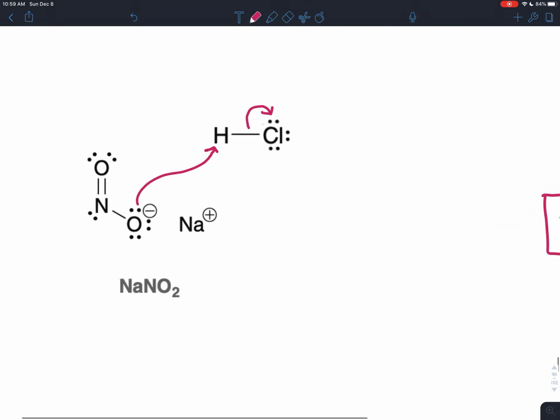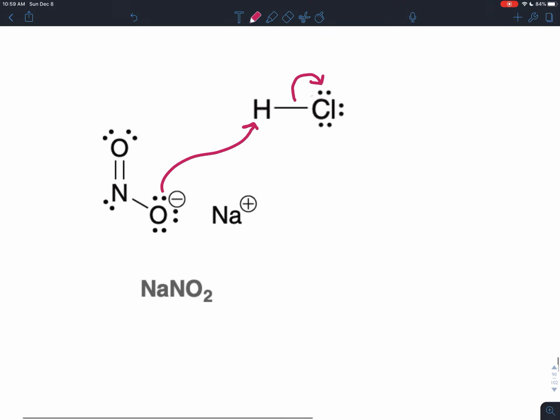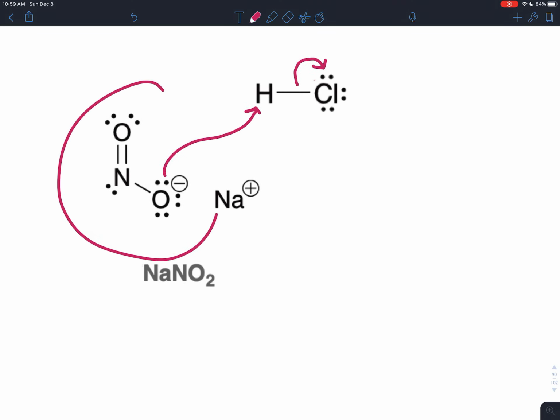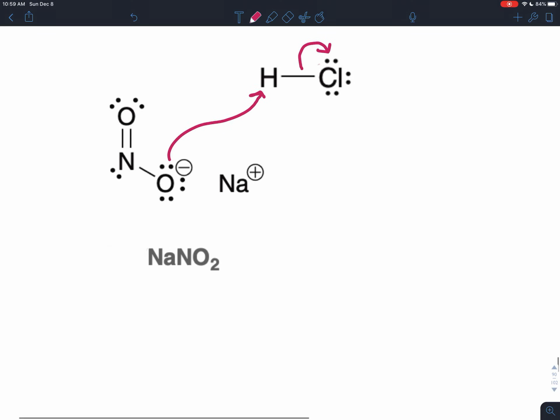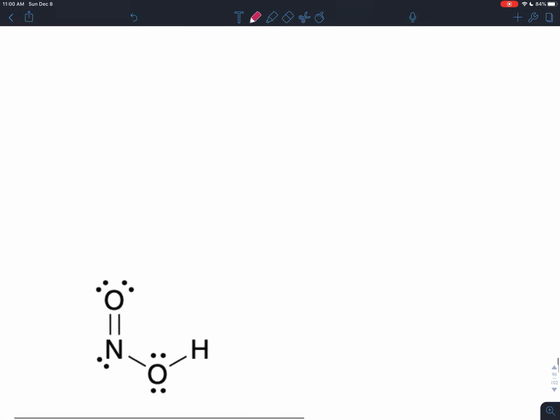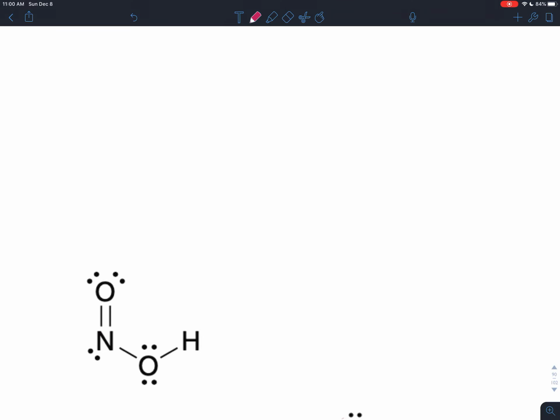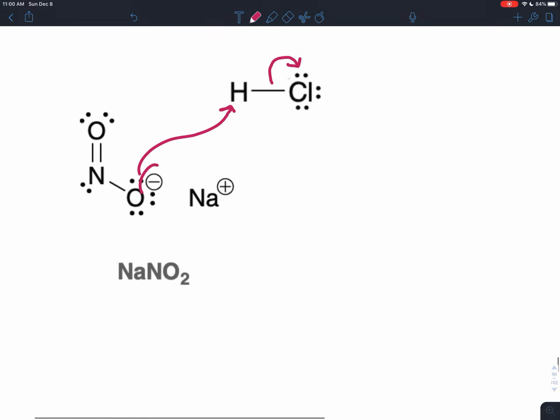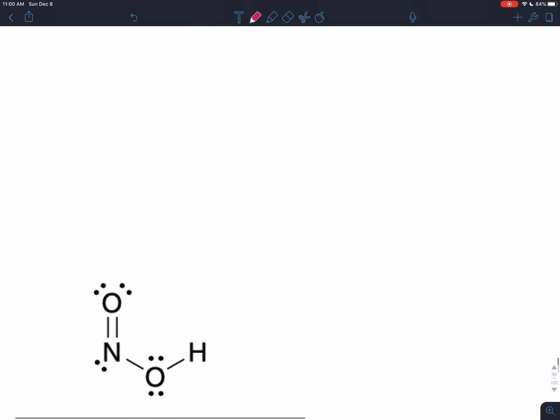Now the chlorine ends up going its own way, and the nitrite ion ends up accepting this H with its plus charge, so that we have this here. The oxygen accepted the H and a plus charge. It had a negative charge before. Once it accepts the plus charge, it's neutral. So we have this molecule here.